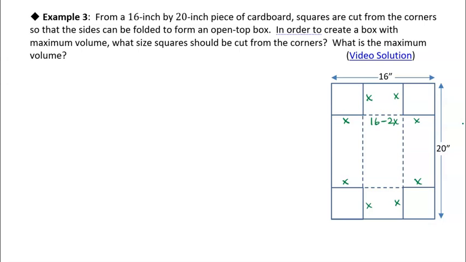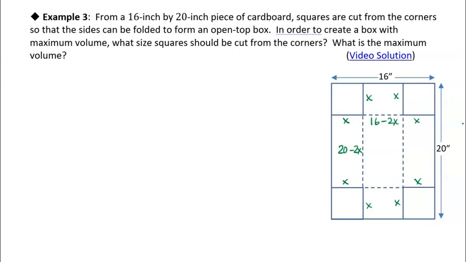And then on the other side, the length was originally 20, and we cut out 2 lengths of x. So this will be 20 minus 2x. That'll be the length of the box. And then the height of the box will just be x once we fold up the sides.